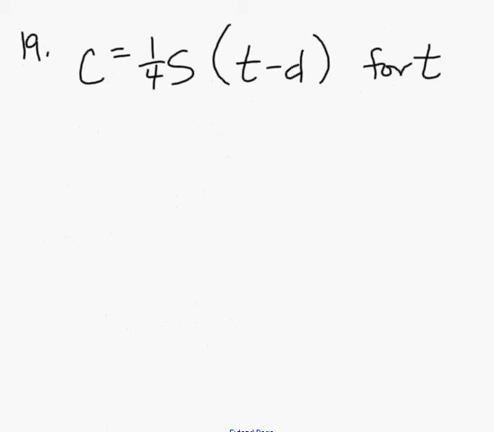On problem 19, I'm solving the formula C equals 1 over 4 times S times the quantity T minus D, and I'm solving this time for T, which means T is what I want to get alone. Well, the first thing I want to do here is get rid of that fraction, so I'm going to multiply both sides by 4, which of course cancels on this side, and now I have 4C equals S times the quantity T minus D.